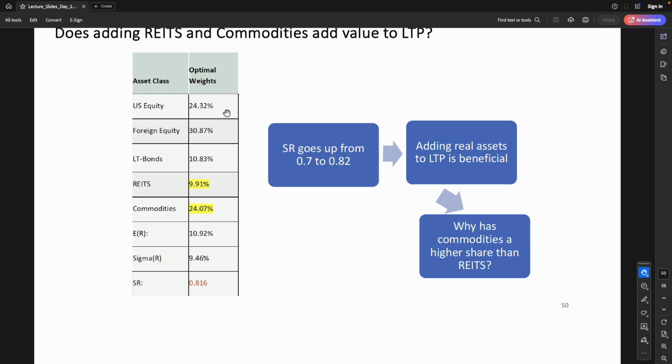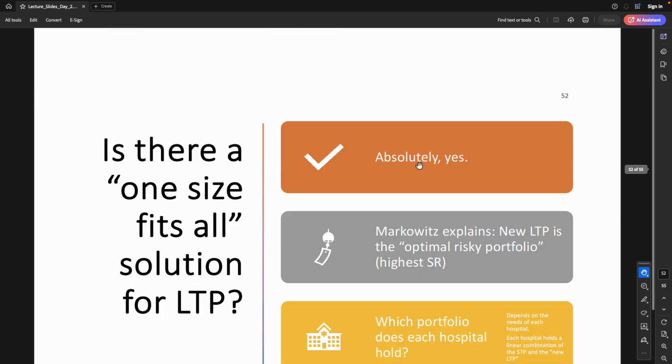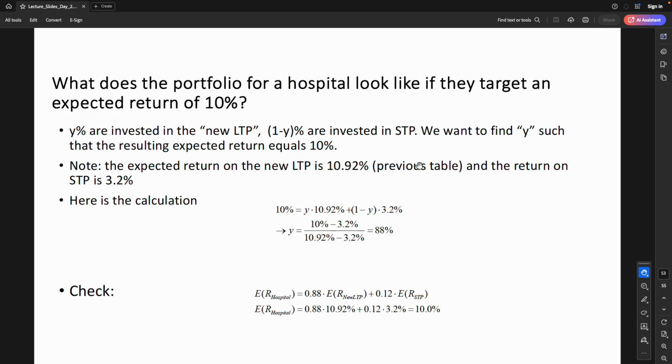So if the hospital wants to invest 100 million, it would take 12 million into the risk-free rate, which is the STP fund, and 88 million into the new LTP. And these 88 million would then be allocated 24% US equity, 30% foreign equity, and the like. And the hospital will just have a piece of paper saying you have an optimal portfolio. We did allocate your funds such that your expected return of 10% is matched.